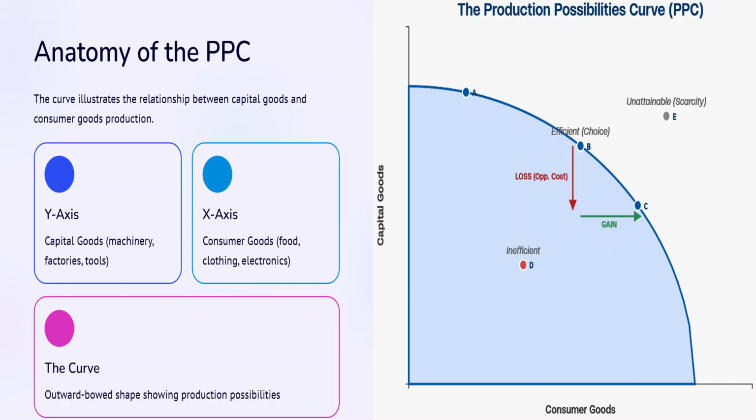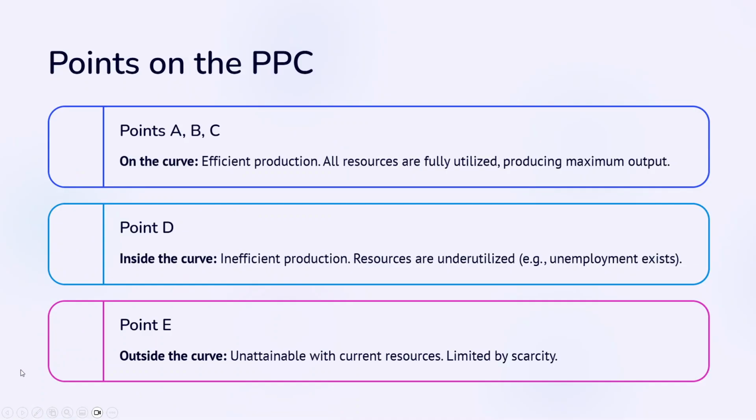Any point inside the curve, like point D, is inefficient. It means the economy is not using all its resources. This could be due to unemployment or underutilized factories. We can produce more of both goods by moving towards the curve. Any point outside the curve, like point E, is currently unattainable. The economy does not have enough resources or technology to produce at this level. It is a goal for the future.